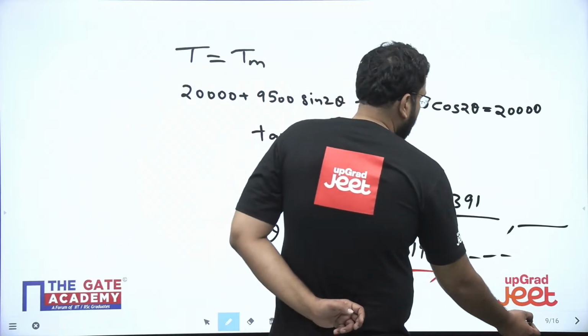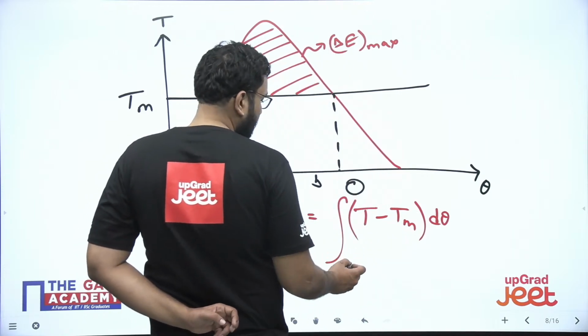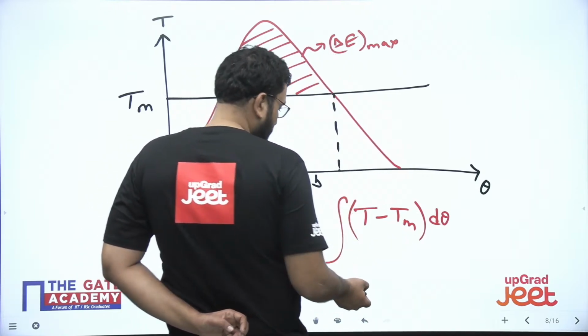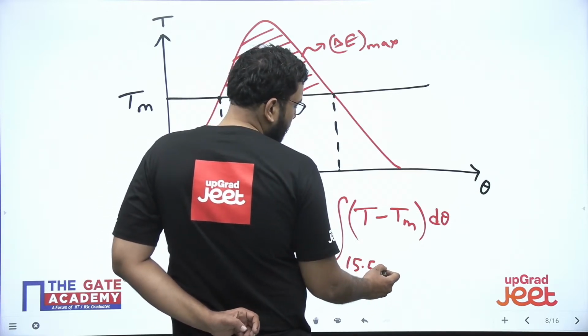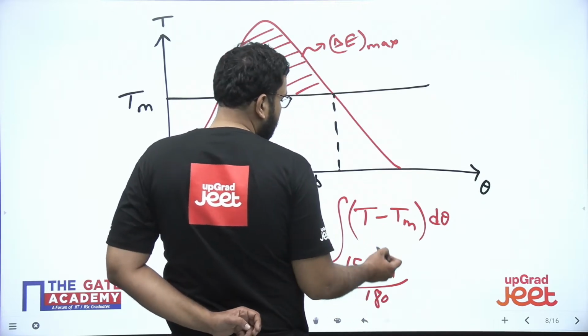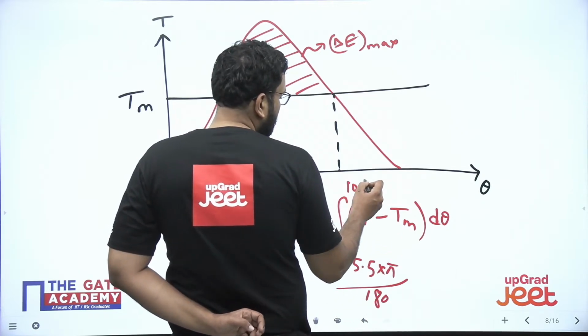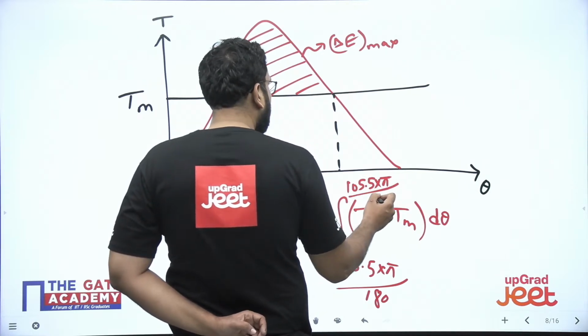Okay, so where this curve is intersecting this, we have got the A and B. Now that we have A and B, we can put the values here. Don't forget to change it into radian because the rest of the things you are putting in SI units. And this is 105.5 into pi upon 180.